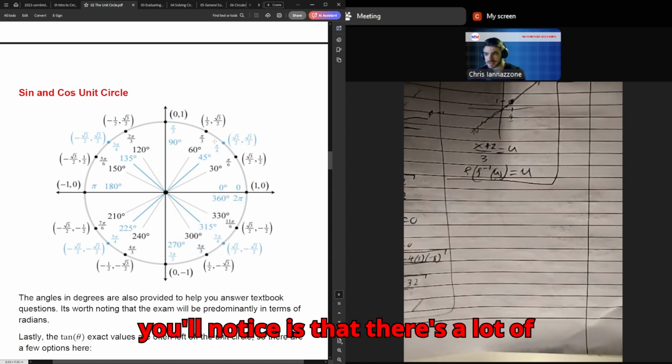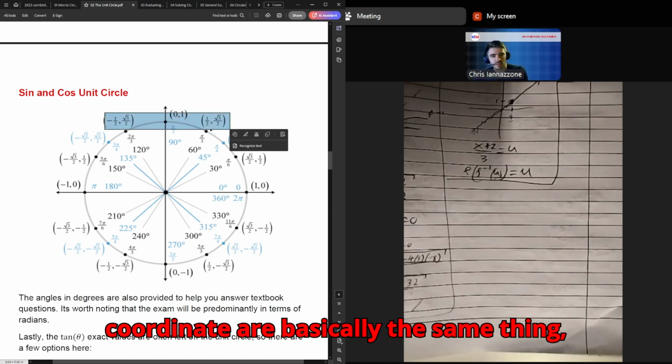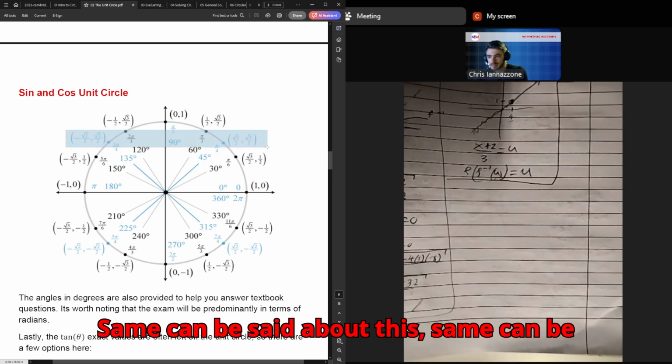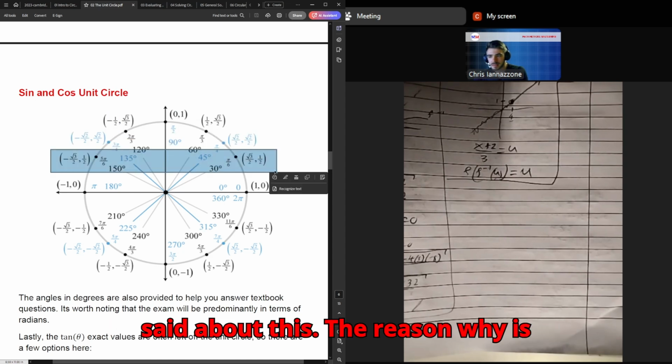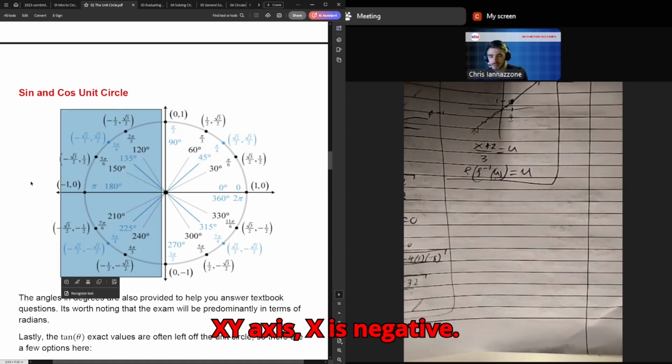But what you'll notice is that there's a lot of repetition. This coordinate and this coordinate are basically the same thing, except this is negative. Same can be said about this, same can be said about this. The reason why is because on the left-hand side of an xy axis, x is negative.